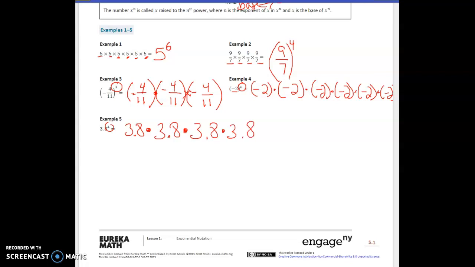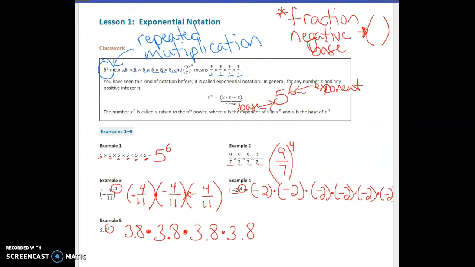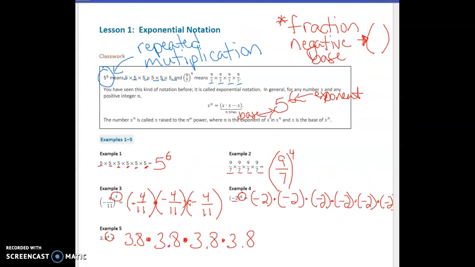So this is just our introduction to exponential notation, and where I want our focus right now to be is understanding what it means, and that's that repeated multiplication. You can either write it in exponential notation, or we can write it in expanded or standard form.